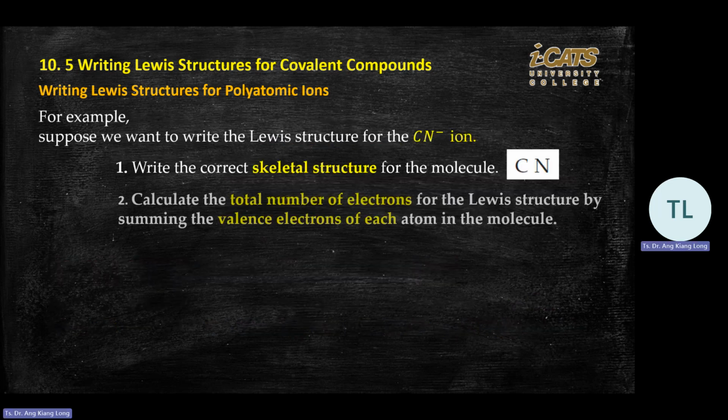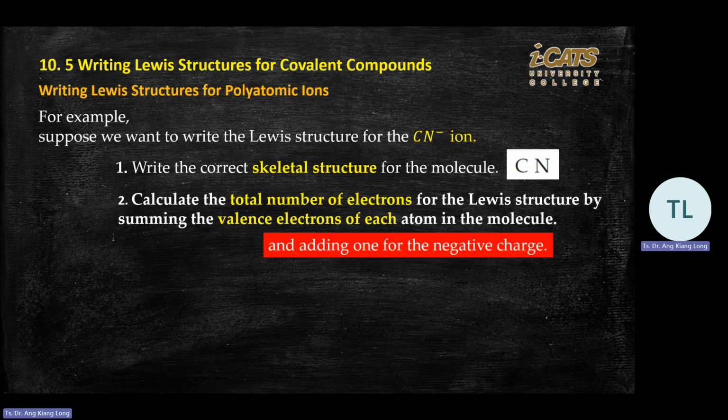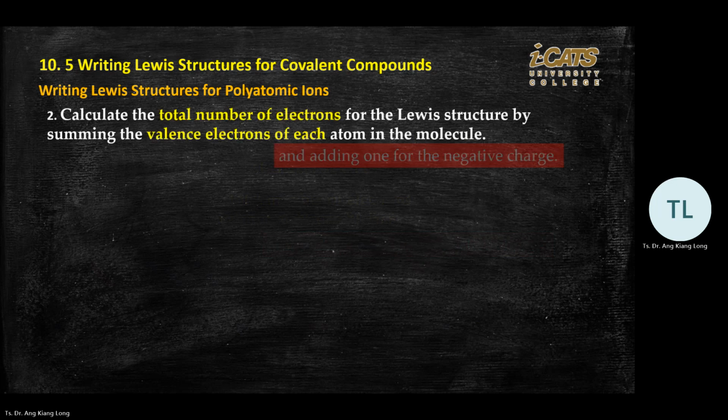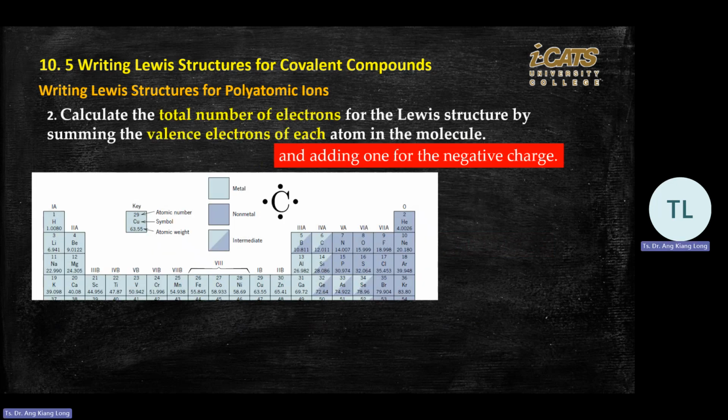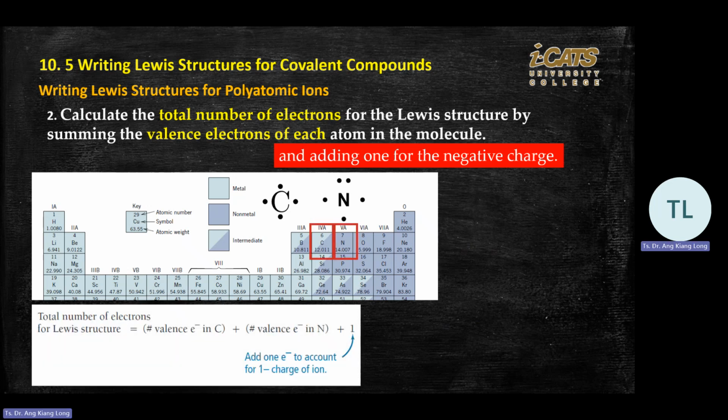Okay, since this is a negative, you add 1 more electron. You add 1 more negative charge because it's a negative charge. Here, you know that carbon is group 4 and nitrogen is group 5. So this is how you write the answer: total electrons equal the number of valence electrons in carbon plus the number of valence electrons in nitrogen. And what I want to see is the plus or negative at the back of the equation.